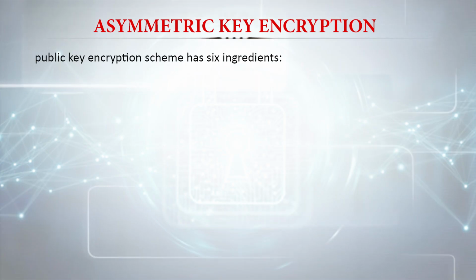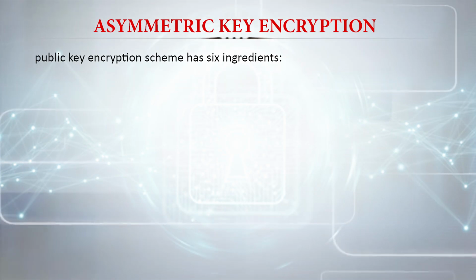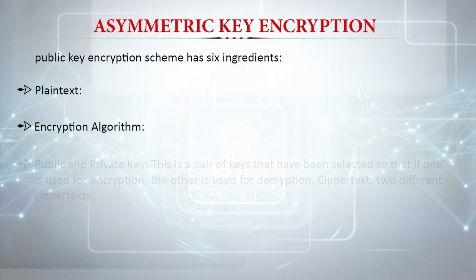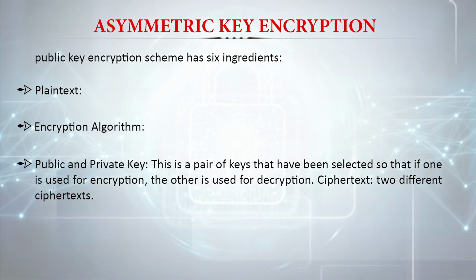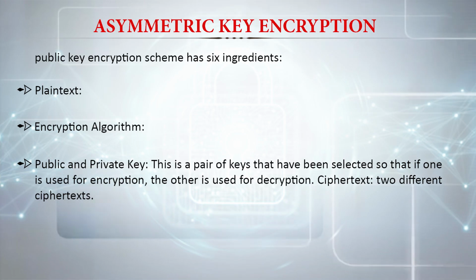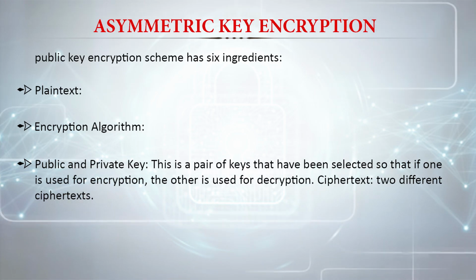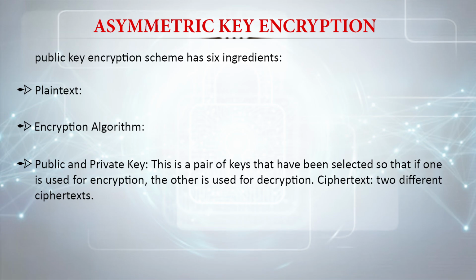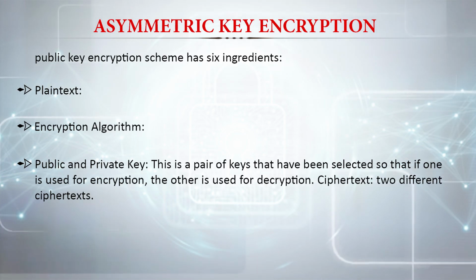And for clarity, one is requested to take some example, apply one of these techniques and see how it really works. We discussed asymmetric key encryption. So here public key encryption has 6 ingredients: plain text, encryption algorithm, public and private key. What is a public and private key? This is a pair of keys that have been selected so that one is used for encryption and the other is used for decryption.